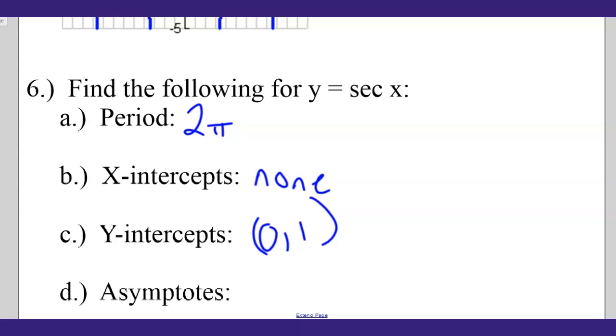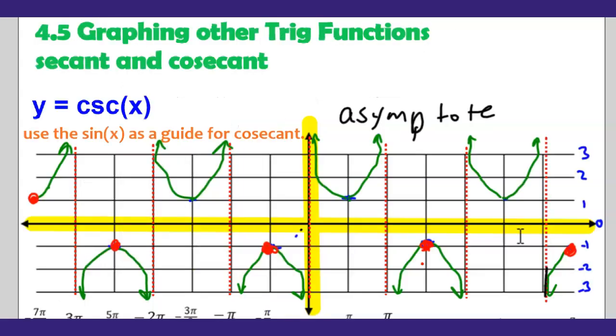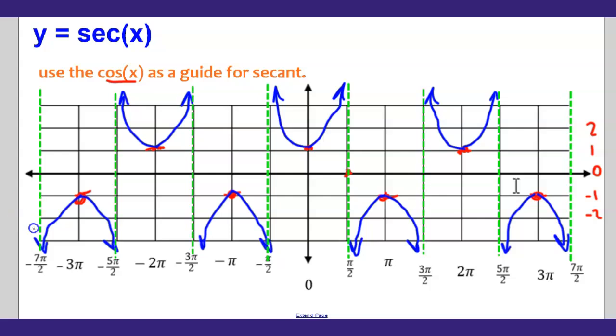And the asymptotes. Well, let's look and see where all the asymptotes are. So again, there's your 0, 1. Now, where are the asymptotes? The asymptotes are all pi half values. See the green lines for you? 5 pi over 2, 7 pi over 2, negative 3 pi over 2, negative pi over 2, negative 5 pi over 2, negative 7 pi over 2, and so on. So, how far apart are those? Well, that's only pi apart. That's only the distance of pi.